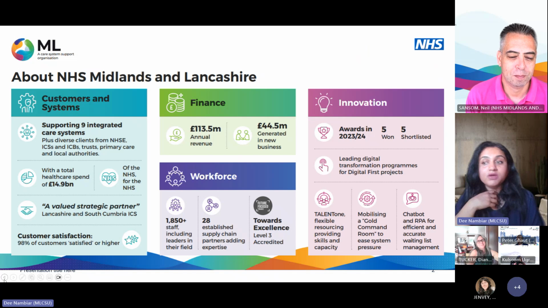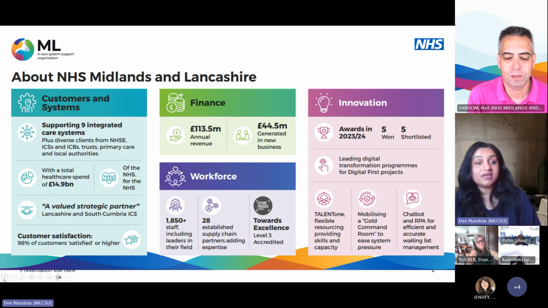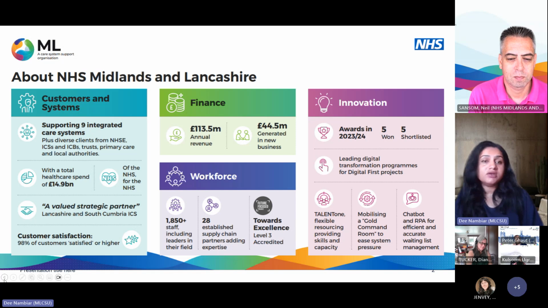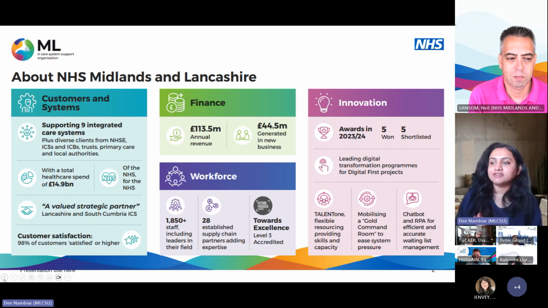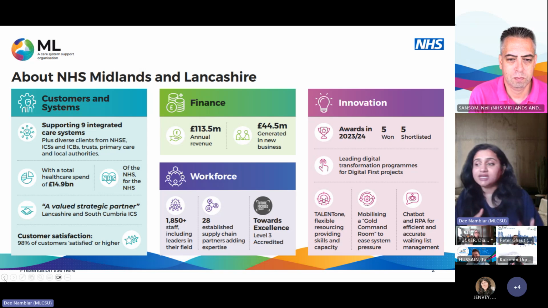Just to give you a bit of who we are as ML, we used to be called the Midlands and Lancashire Commissioning Support Unit, but we've had a transformation and have now become more of a consultancy organisation, and a strategic partner to a number of integrated care systems. Just picking some facts and figures from the screen: we're about 2,000 people strong now, and we have a number of supply chain partners, including the Strategic Unit and NHS Horizons. They all come under the umbrella of NHSML.